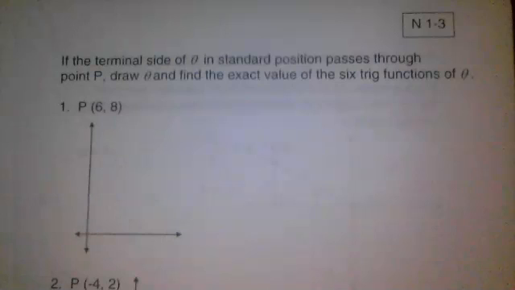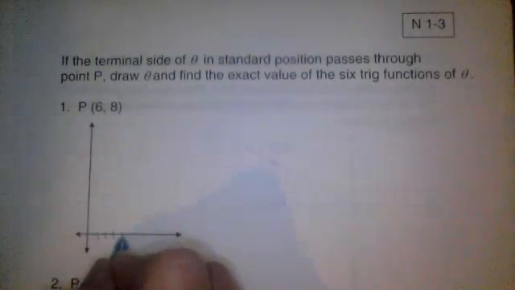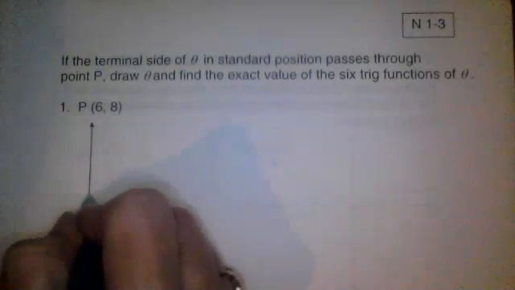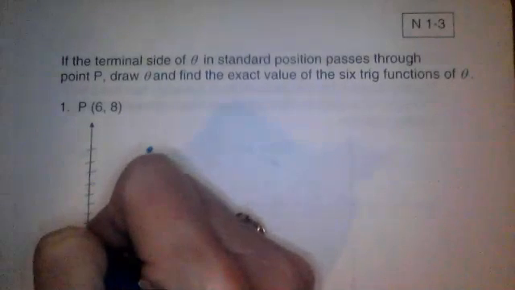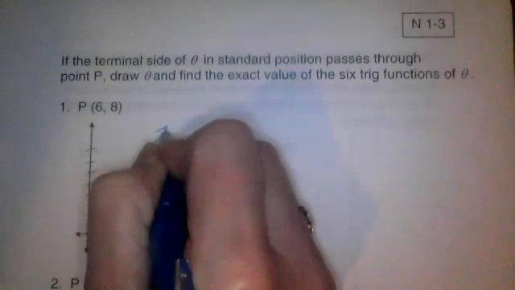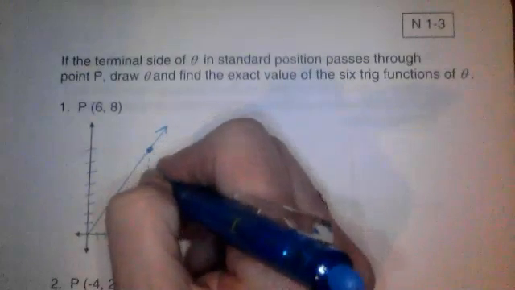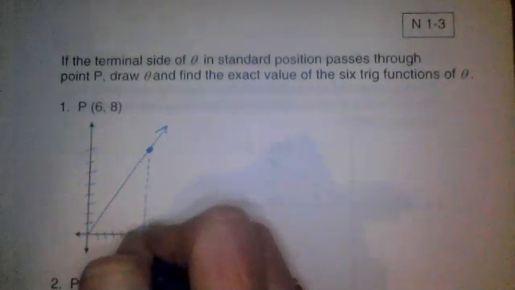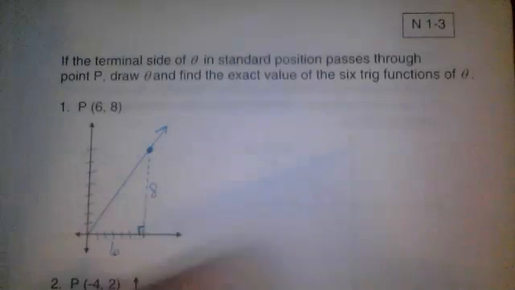Alright, so we're going to actually put some numbers to some pictures so that we can find ratios for these trig functions. So they're giving us a point, 6, 8. So we're going to go out 6 and up 8. We're going to draw our point, and then we'll draw that radius vector through the point. And then I'm going to draw down to the x-axis and make my right triangle. And I know that this is 6 units, and I know I went up 8 units.